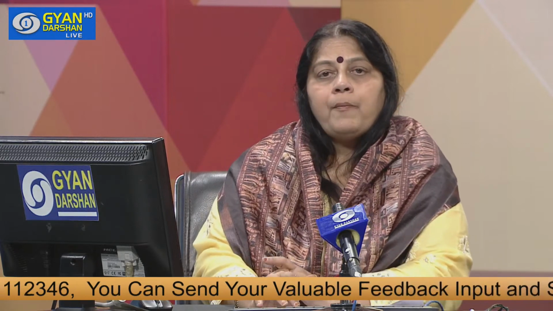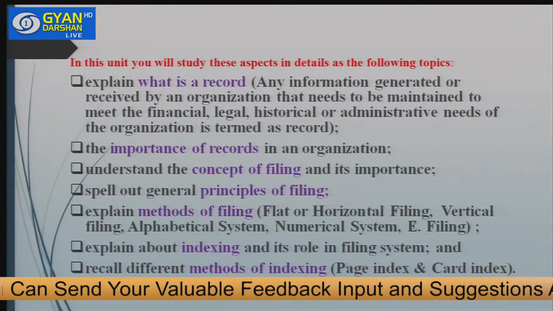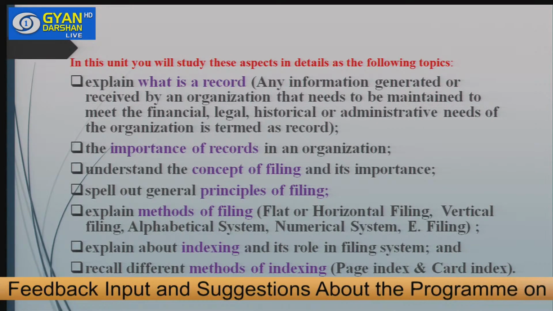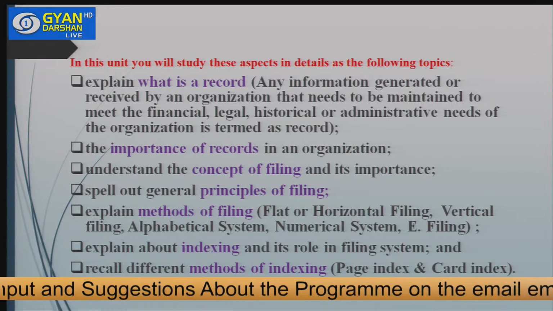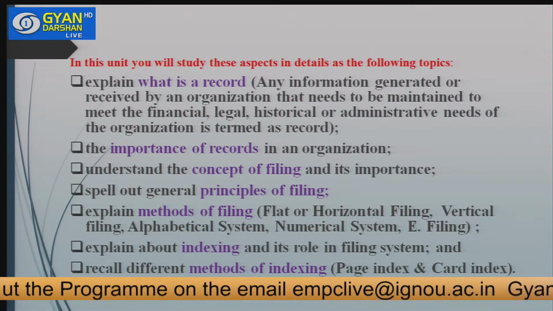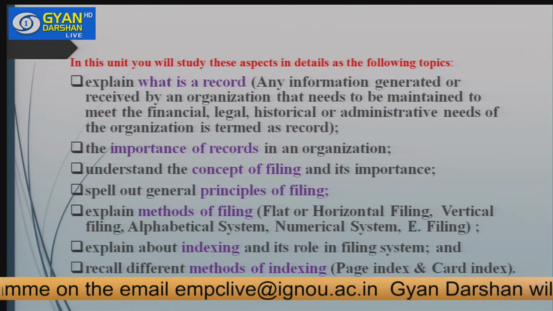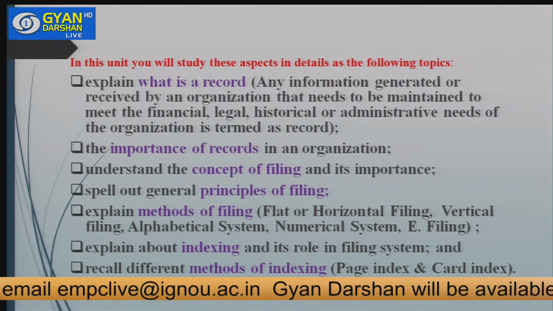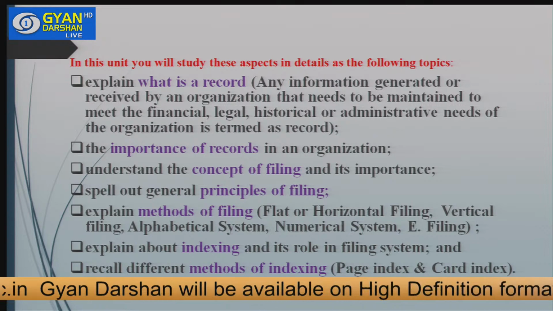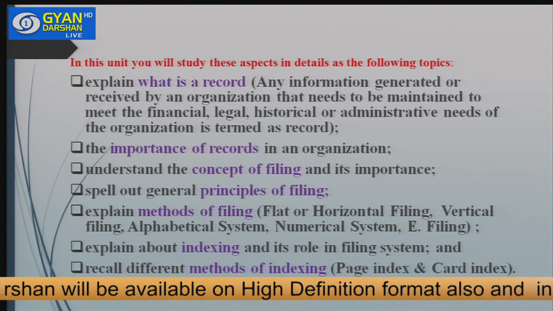So talking about this unit on record management, here, learners, you will be able to learn the aspects related to the following topics. Firstly, you will know what is a record. As we just mentioned, it is any information generated or received by an organization that needs to be maintained to meet the financial, legal, historical, or administrative needs of the organization.